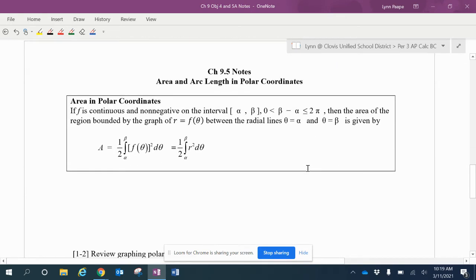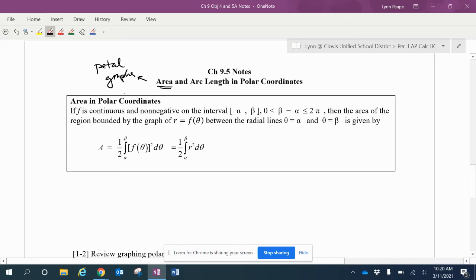Okay, so now we're going to take a look at our 9.5. We're going to be looking at area and arc length, but for just this first half, we're just going to look at the first half of 9.5, and we're going to focus on area of our petal graphs.